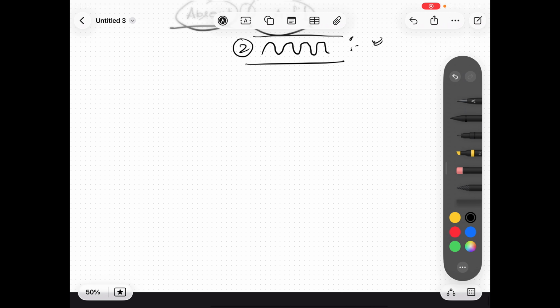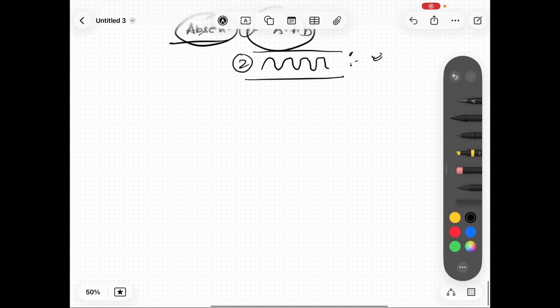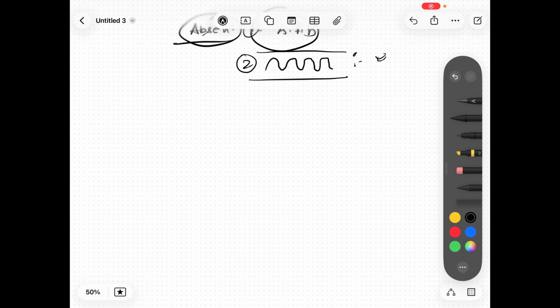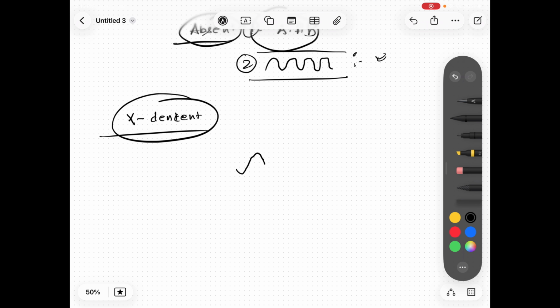Now coming to the next wave, which is the next negative wave, X descent. We'll trace the JVP graph. This is the A wave, which is due to the atrial contraction. This is X descent. This is C wave. This is X descent, and this is positive wave, V wave. For practical purpose, we considered X descent and X prime descent as X descent only. This is X descent and this is X prime descent. This is C wave, which is due to the tricuspid valve bulge.